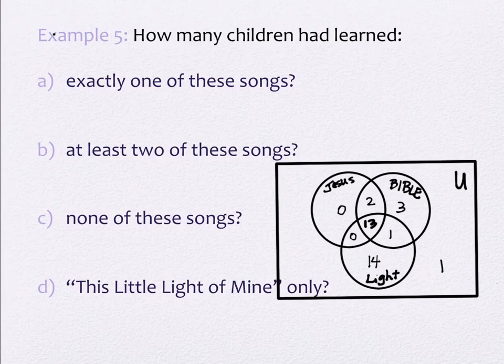So these questions are posed a little bit differently because I wanted you to see some of the other types of questions you could be asked. A says, how many learned exactly one of the songs? So can you tell me what numbers would that be in our picture? 3 and the 14. 14 plus the 3. Okay, the 14 plus the 3. So specifically, we should be looking in these outer circles that don't have the overlapping pieces, right?